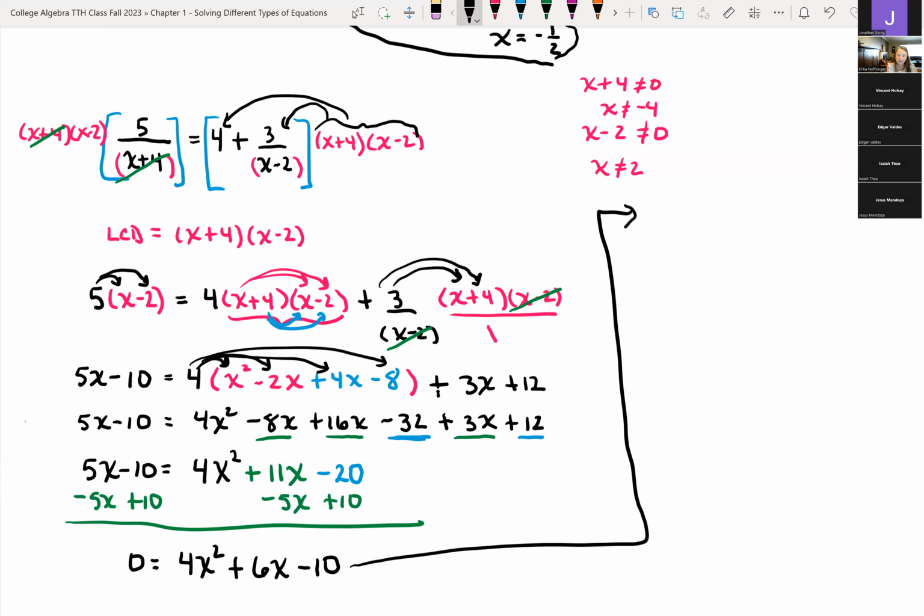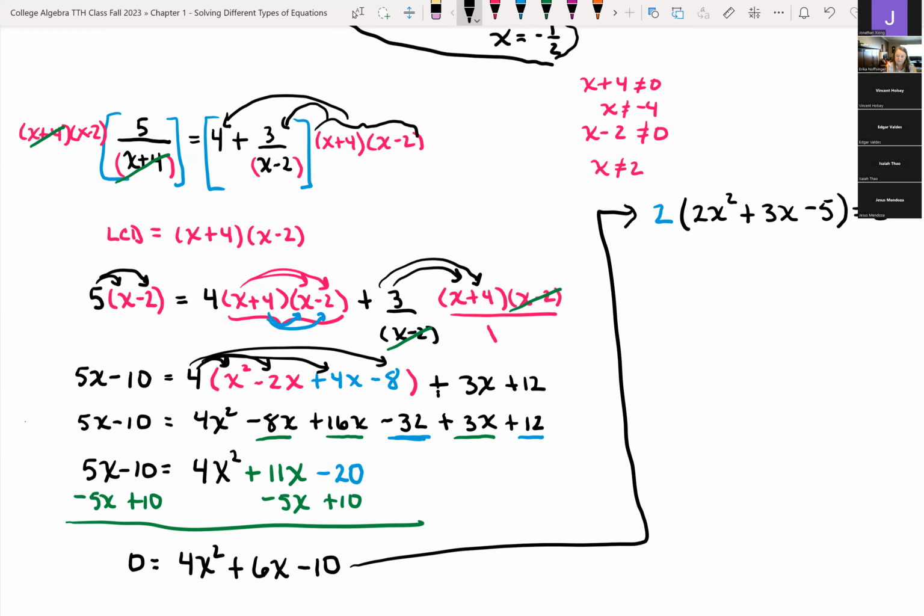So looking at the three terms that we have left, 4x squared plus 6x minus 10, I noticed that there's a 2 in common with all three of those terms. So I'm going to factor out a 2 from all three of those terms. And if I pull out a 2 from all three of those terms, I'm left with 2x squared plus 3x minus 5. And this is all equal to 0.